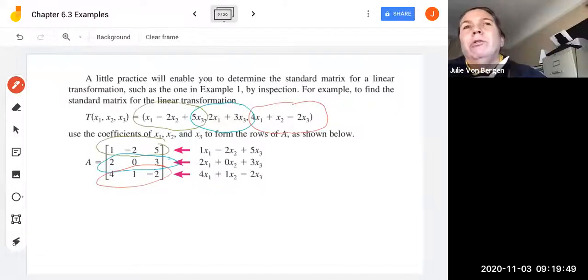So you don't have to go through plugging the standard basis vectors E1 through En into the function T, because you can just look at the coefficients to construct this standard matrix. In the next video, we're going to look at compositions of functions.